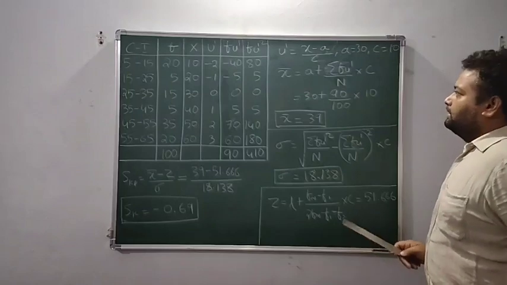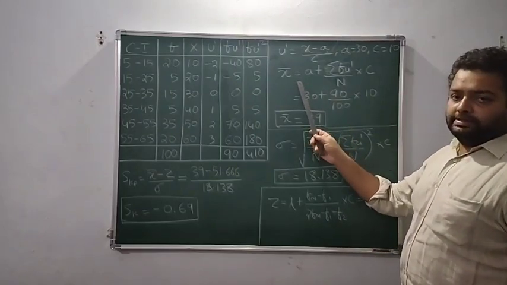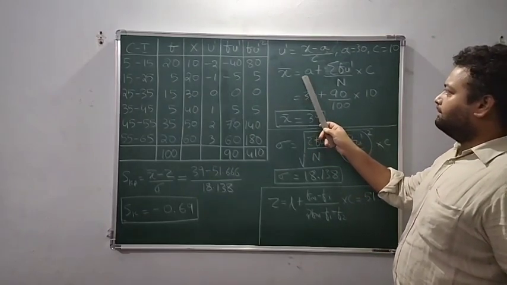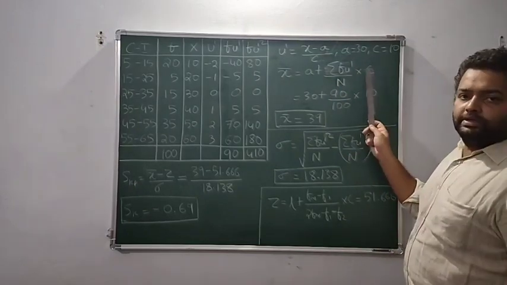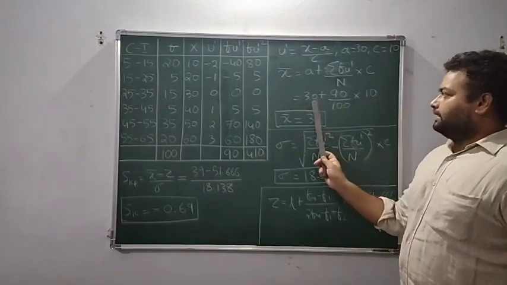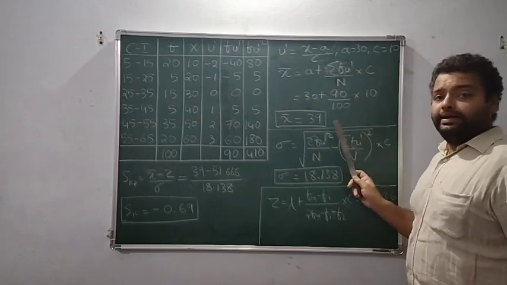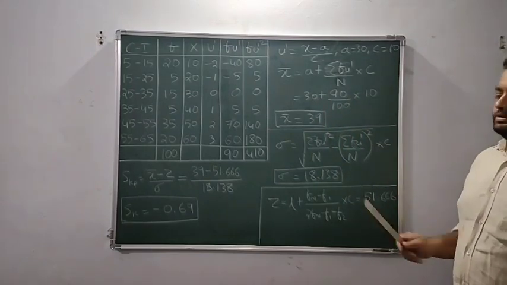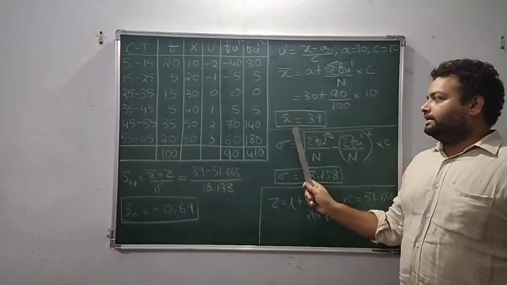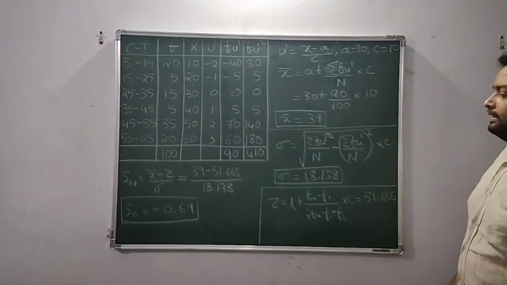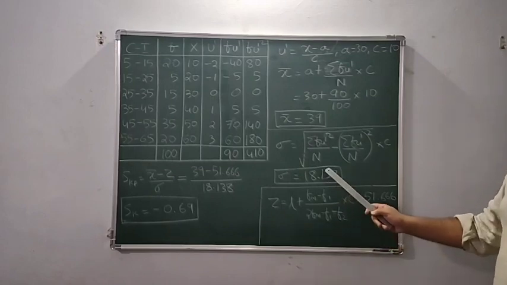So therefore the mean formula is given by a plus summation of f into u dash divided by n into c. So that is 30 plus 90 by 100 into 10. So that is the answer 39. Therefore the value of mean here is x bar is equal to 39. Next we go for standard deviation.